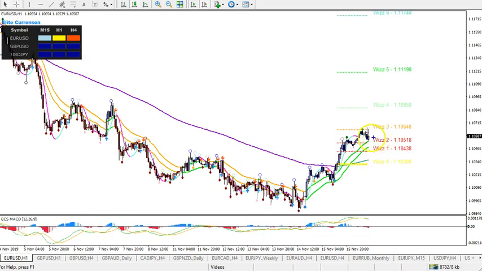I added the Wiz levels, which are Fibonacci sequence levels and targets, and you can also indicate the space, how much continuation a trend can typically see. And Wiz 4, Wiz 5 would be the next targets, 110.85 and 111.20.